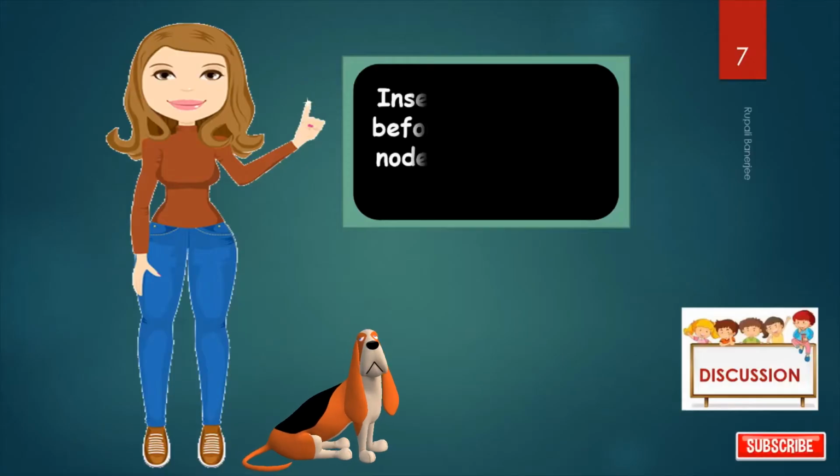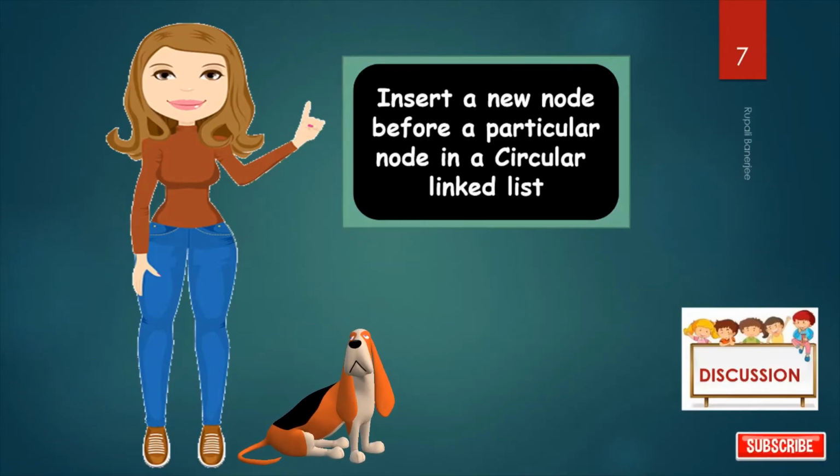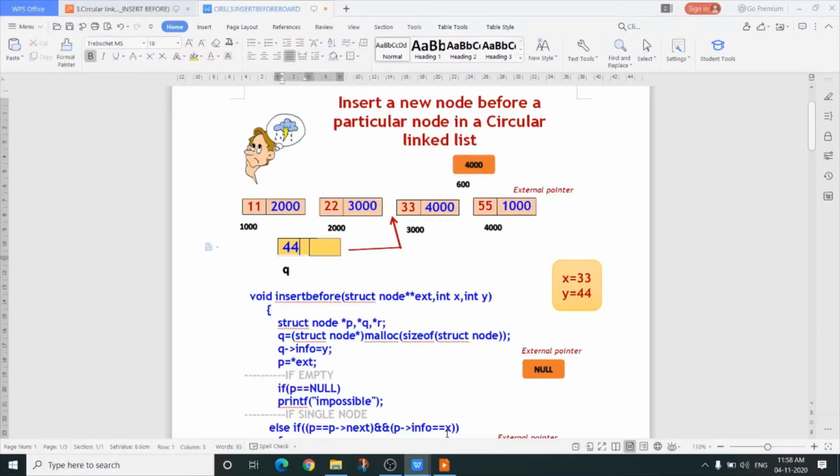Our next function is insert a new node before a particular node in a circular linked list. So see the discussion first. Insert a new node before a particular node in a circular linked list. So a particular node info is given and I have to insert a newly created node before that node. See, in our example, say a particular node, this node info is given, it is 33, and I have to insert our newly created node. This is our newly created node whose info is 44 before this node. I have to insert this node.